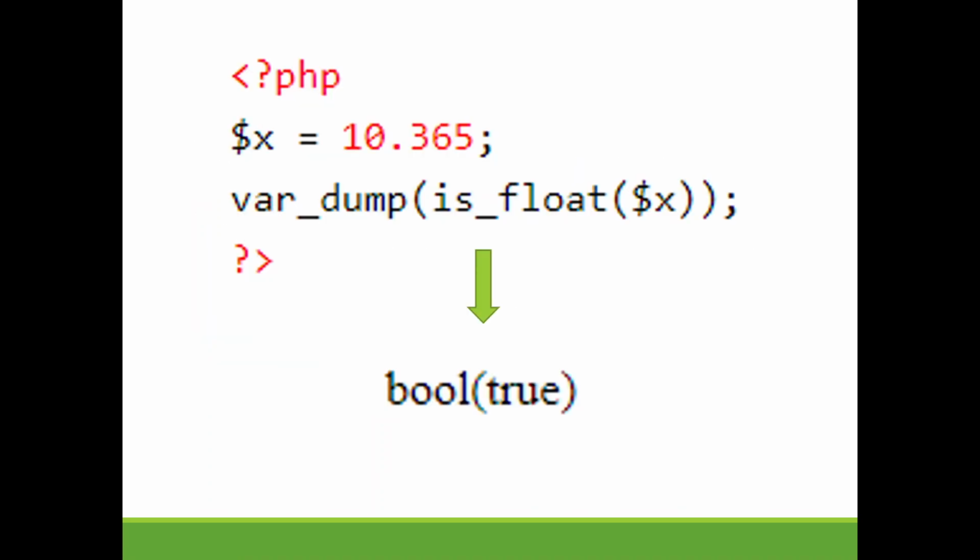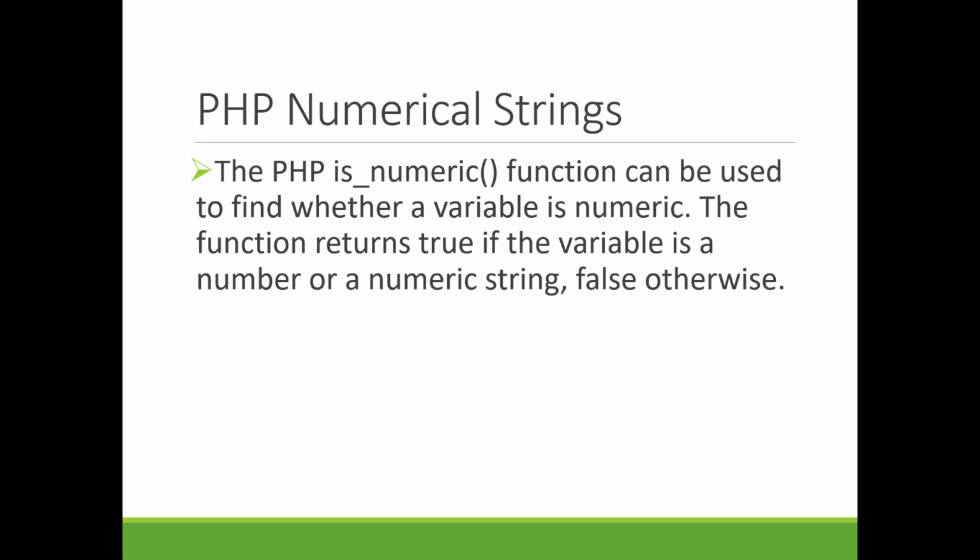So you can check here, we're just checking if x is a decimal number. So we can use is_float(x). It's going to return true because indeed 10.365 is a decimal number.